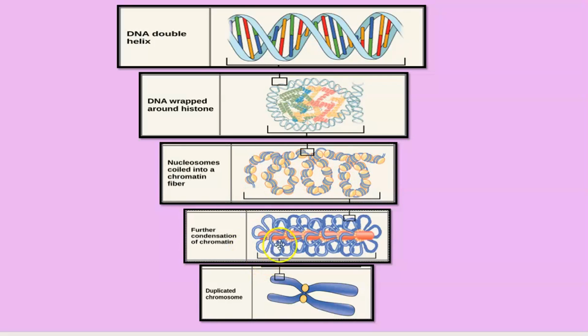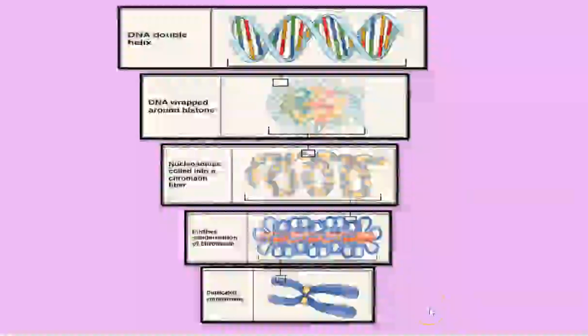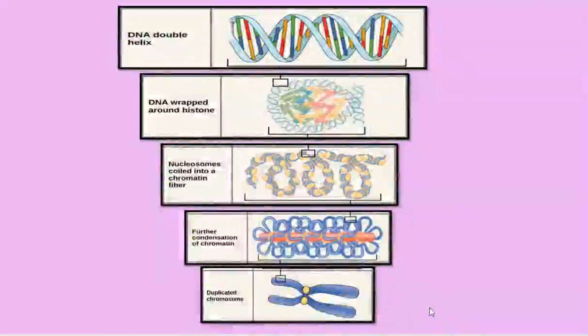This is the most condensed form of the DNA, and this chromatin is stored in our chromosome. So this big DNA is stored in our chromosome with the help of a lot of condensation, and there are so many proteins involved in this particular process, and hopefully we'll learn about all this in the upcoming lectures.